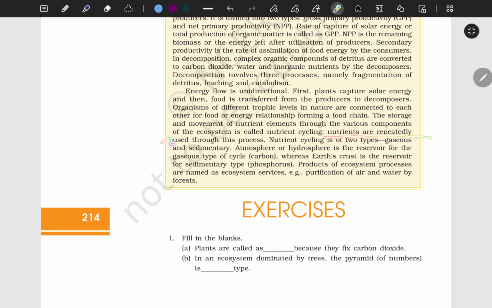Nutrients are repeatedly used through this process. Nutrient cycling is of two types: gaseous and sedimentary. The atmosphere or the hydrosphere is the reservoir for the gaseous type of cycle, for example the carbon cycle, whereas Earth's crust is the reservoir for the sedimentary type of cycle, that is the phosphorus cycle. Products of ecosystem processes are named as ecosystem services, for example purification of air and water by the forest.